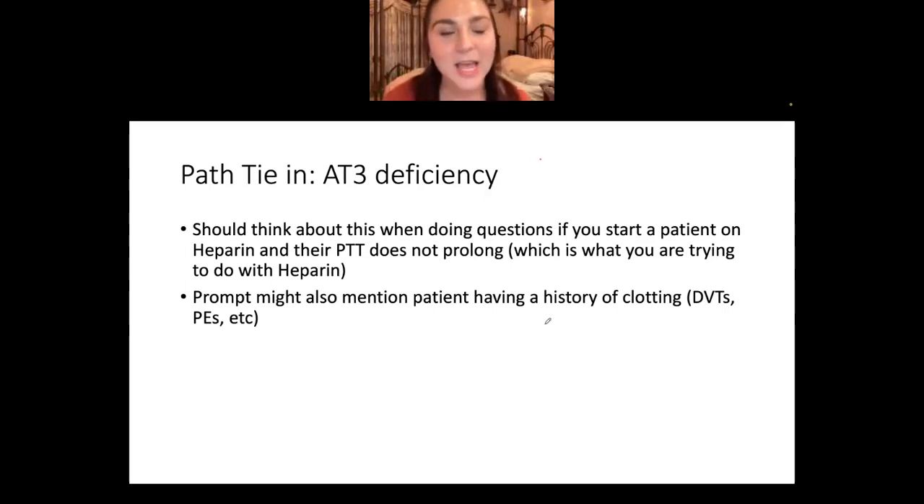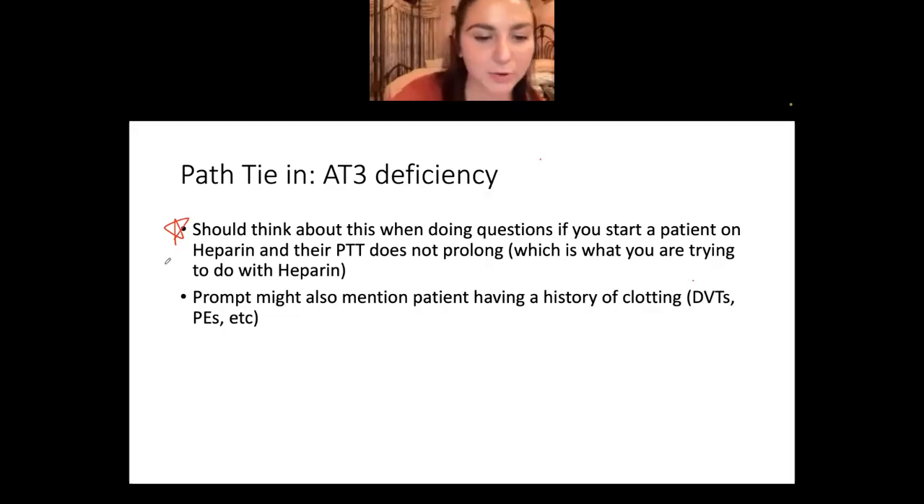The prompt may also mention a patient having a history of clotting. They have lots of DVTs, a lot of PEs, they just mention that there are clotting issues they've experienced throughout their life. But this is always the key: you start a patient on heparin and the PTT stays exactly the same. You're like, yeah, that's antithrombin 3 deficiency.